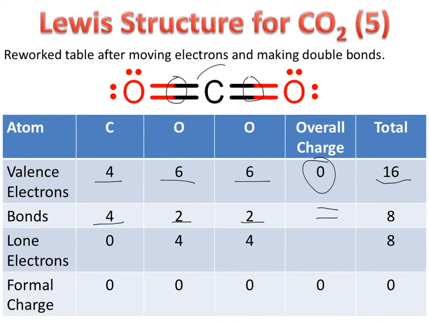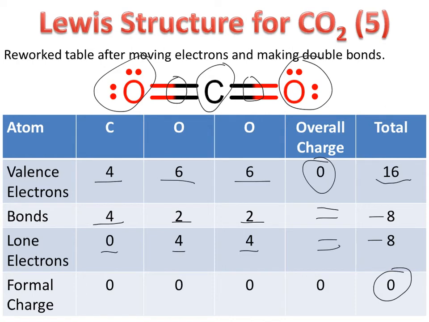For lone electrons, the carbon has 0. The oxygens on the right and left each have 4, for a total of 8 electrons. And 16 minus 8 minus 8 is 0. All of our electrons have been accounted for. For formal charges, for carbon, 4 minus 0 is 0. Oxygen, 6 minus 2 and minus 4, those are 0. They're all zeros, they add up to 0, and the counting on the formal charges is complete.